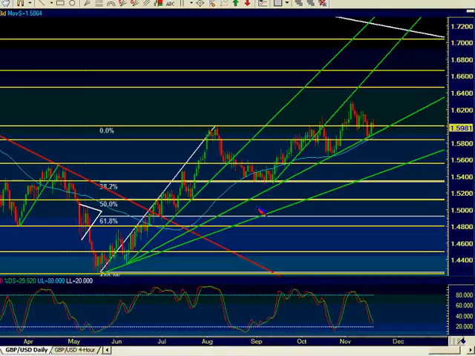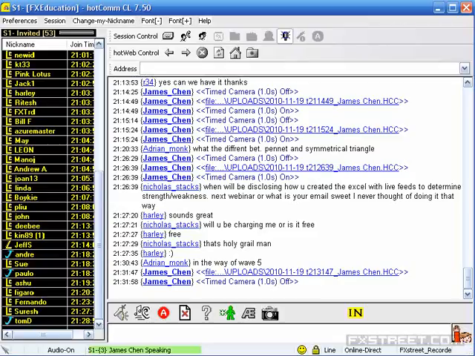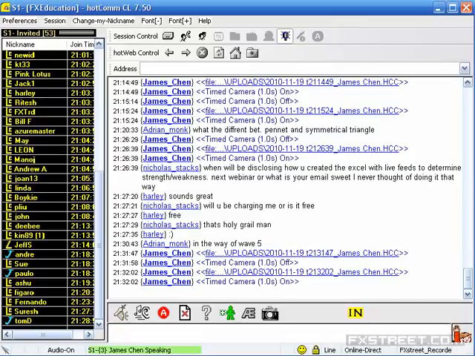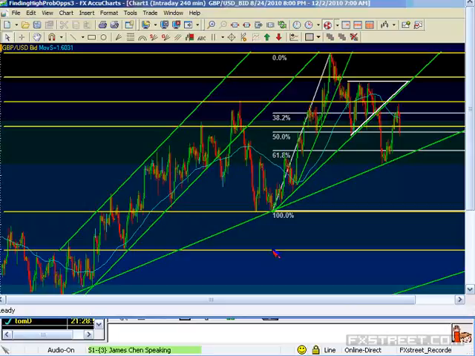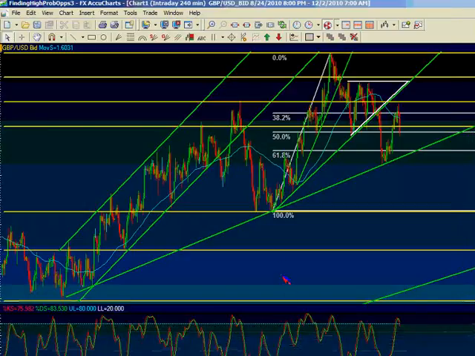Now, this is pound dollar. This is also a daily chart. Let me change it to my 4-hour chart. Hopefully, you can all see that. Let me redo this here. You're going to see I do make pretty heavy use of Fibonacci's as well as trend lines and chart patterns, etc.